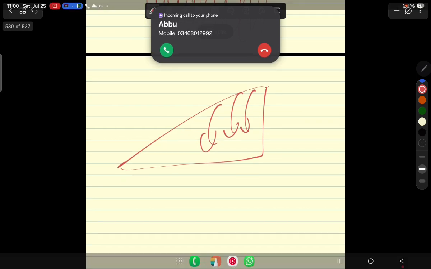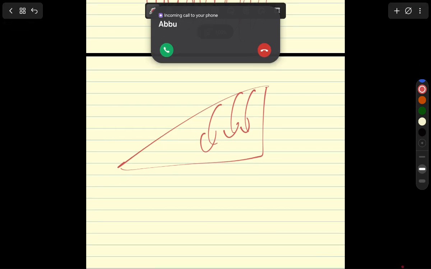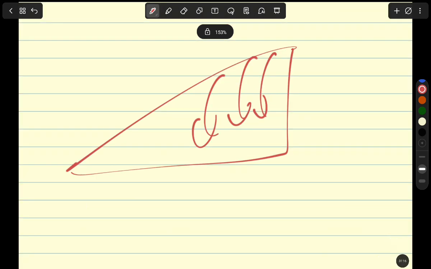Okay, wait a second. Okay, so this is what happens when your gadgets are interconnected. I was getting distracted on my tab.